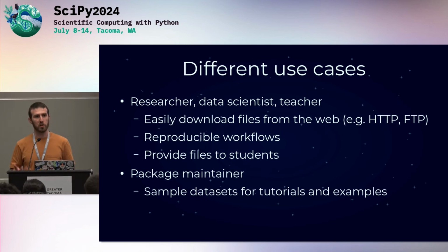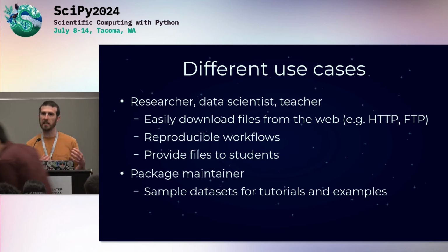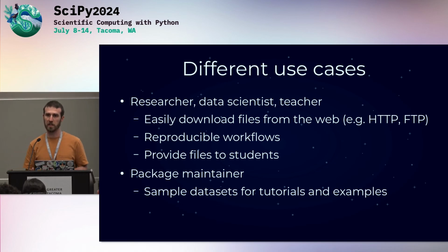So there are different use cases for Pooch. If you're a researcher or a data scientist, you can use Pooch to easily download a file from the web through different protocols and services, and you can easily integrate that fetching of those files into your workflow to create a reproducible workflow. So every time you run this notebook or that script, or if you share those notebooks and scripts, everyone running them will ensure that they have the right file you want.